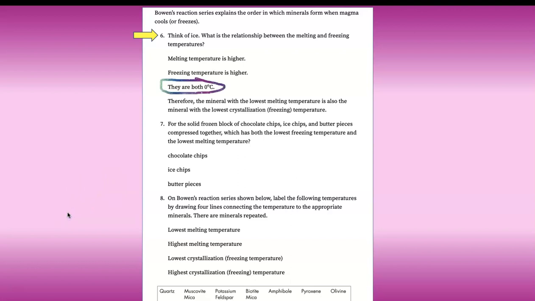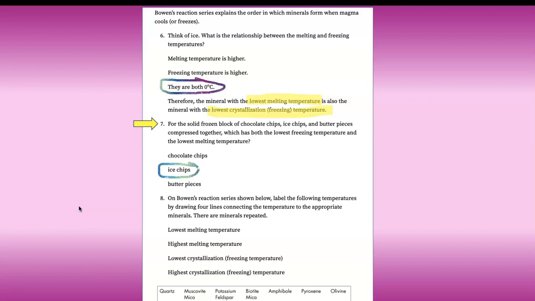So when it comes to minerals, the lowest temperature minerals are also the minerals that have the lowest freezing or crystallization temperature. The highest melting temperature minerals have the highest freezing temperatures. All minerals have the same temperature for freezing and melting. It's just that different minerals have different temperatures at which they do this. For our frozen block of chocolate chips, ice, and butter, which has both the lowest freezing temperature and the lowest melting temperature? And this would be the ice chips.